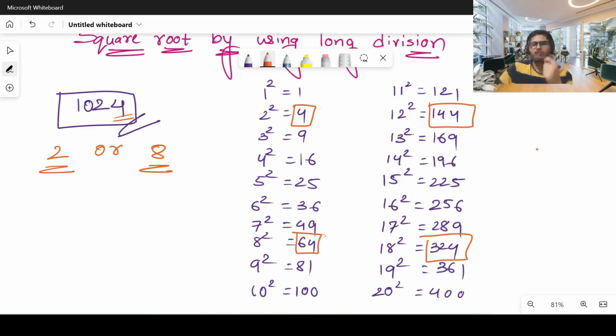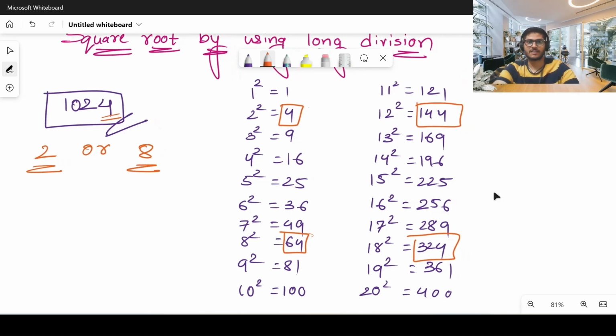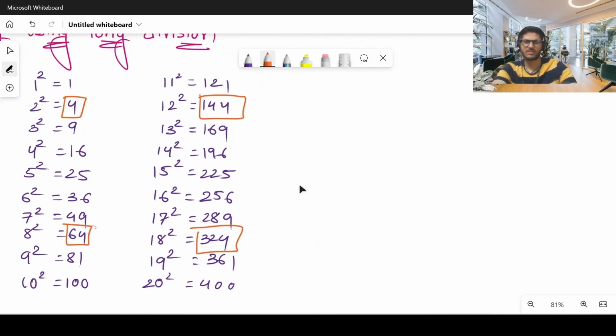So that means whatever square root of 1024 is going to come, that number is going to end with digit 2 or it is going to end with digit 8. So that is one thing we have to keep in mind. Okay, so now let's start with that. That was a basic thing which I wanted to show you, because these things will help us to get the answer. Okay, now let's jump into the actual long division method.